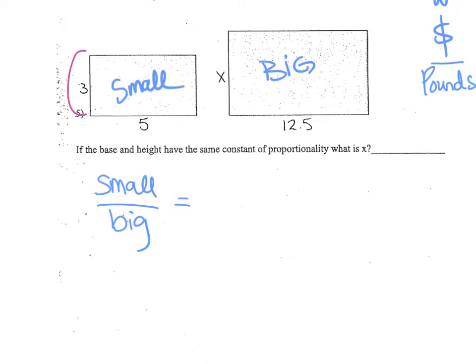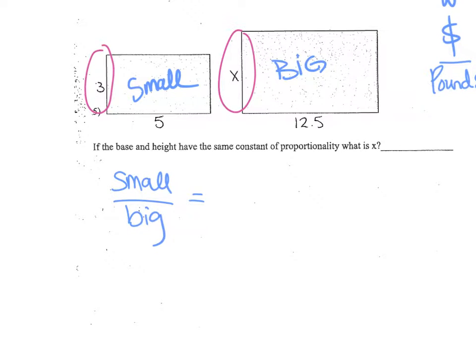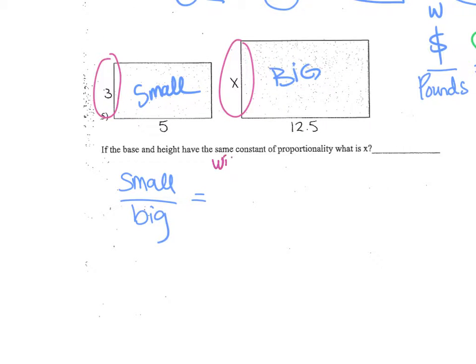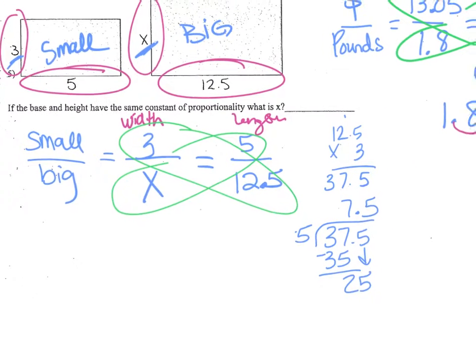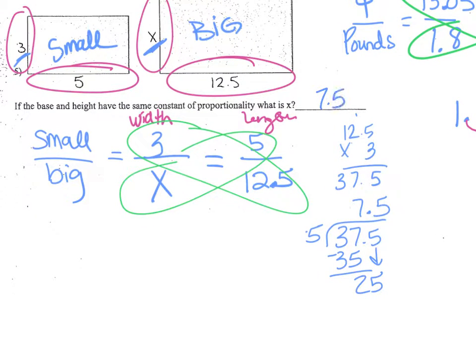So I'm going to look at the width. I'm going to look at the same side length of both rectangles. And that's how I'm going to set up the first ratio. So I'll set up the width first. I'm going to put the small length on top, which was 3. Same length, just on the different rectangle, was X. So I don't know. And then I'll do the length. So small I'm going to put on top, 5. Big on the bottom, 12.5. So cross multiply, and then when we divide, we get 7.5.